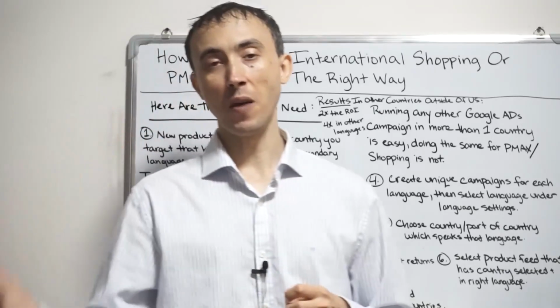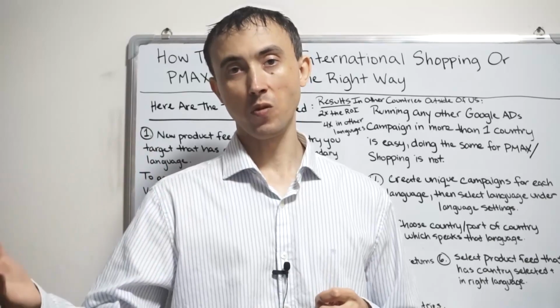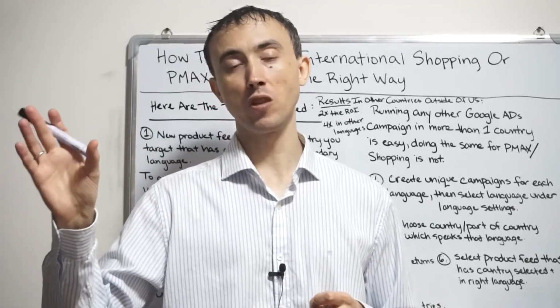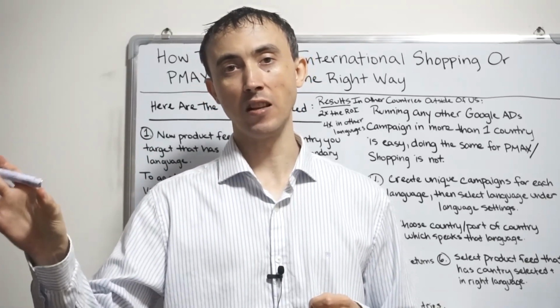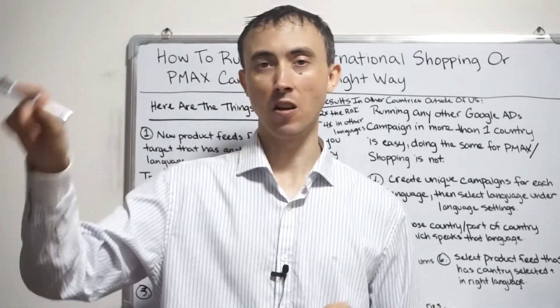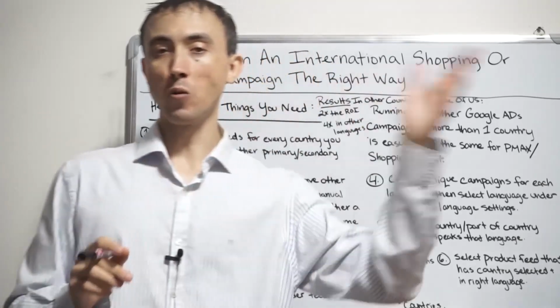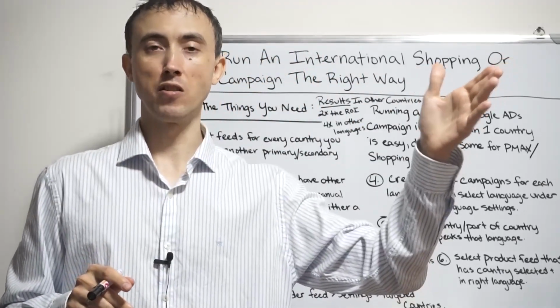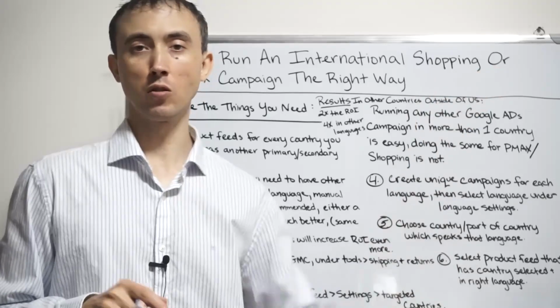So if you're using an automated feed, if you haven't done it already, it's usually a plugin that you put on your e-commerce site. It's a product feed plugin that allows you to take basically all the products on your site and post them to Google Merchant Center so that you can run shopping/PMAX campaigns on Google Ads.